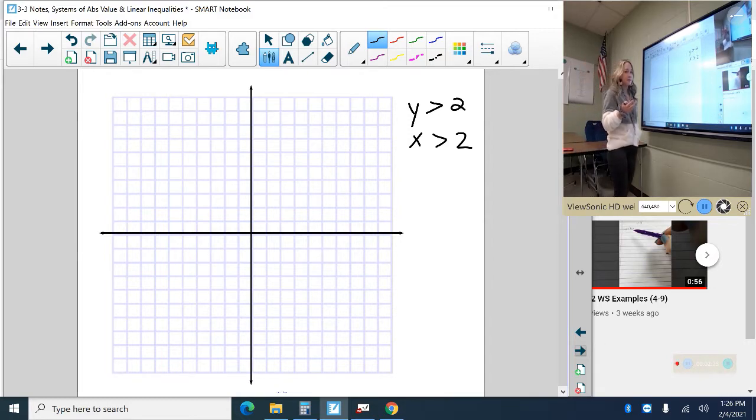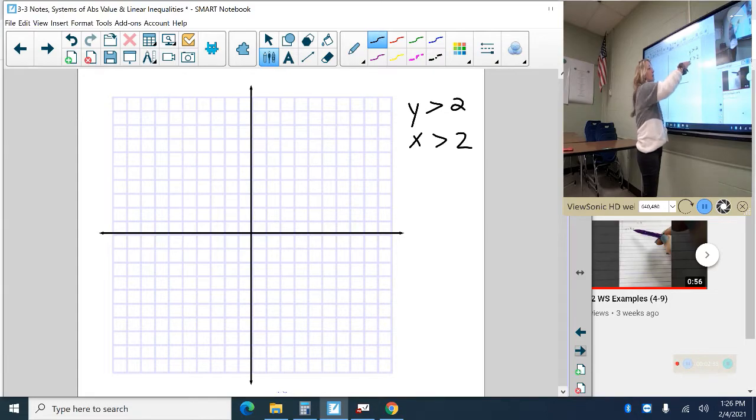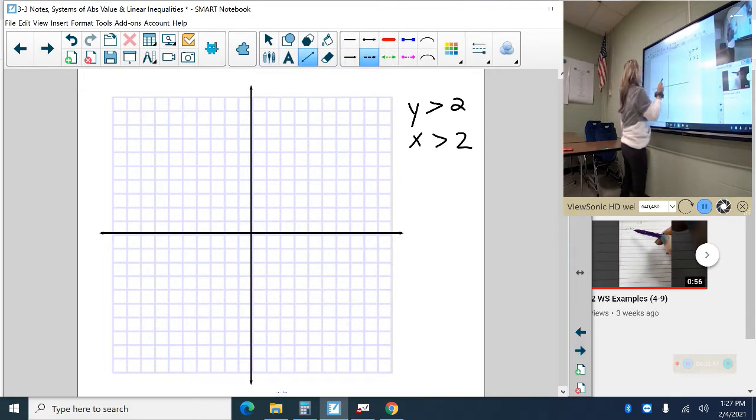When I have a system, it just means more than one. Okay, so in this case I have two inequalities. I have y is greater than 2 and x is greater than 2. So y is greater than 2, if you remember back to the first page of the notes, is a horizontal line at 2. And since it's not equal to, I have to make a dotted line. So I'm going to make a dotted line that's horizontal at 2.